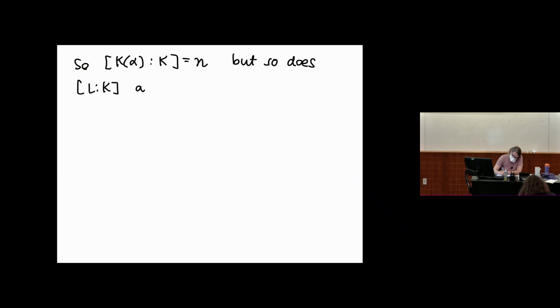Okay, so K alpha over K has degree n, but so does L over K, and so L is K alpha. And now I have one thing left to prove, which is to show that alpha to the n is in K.